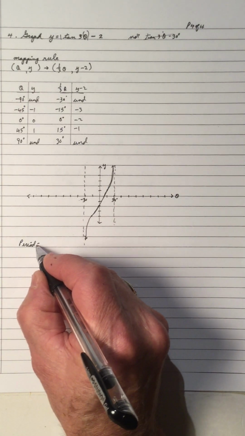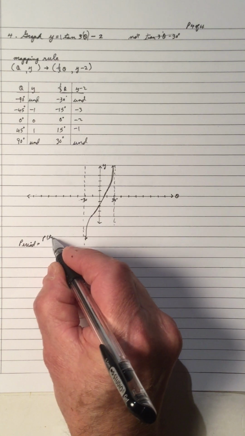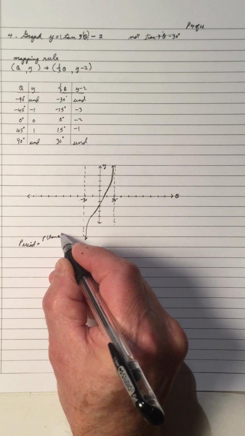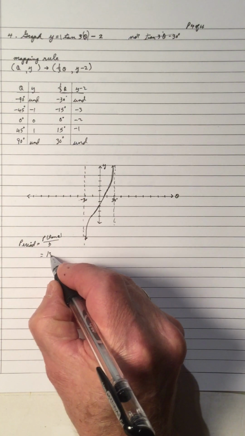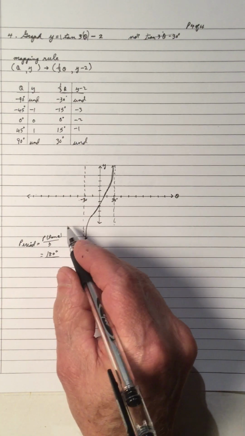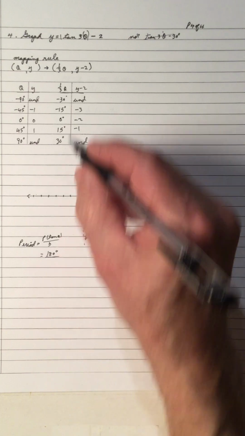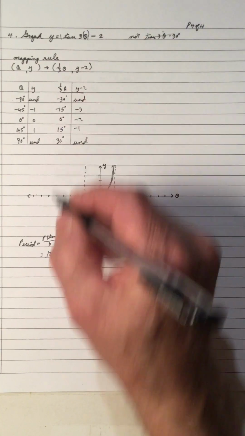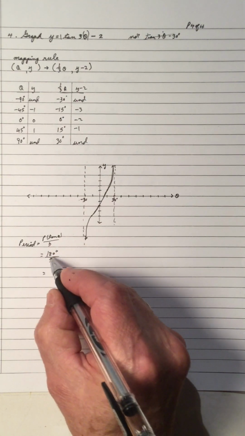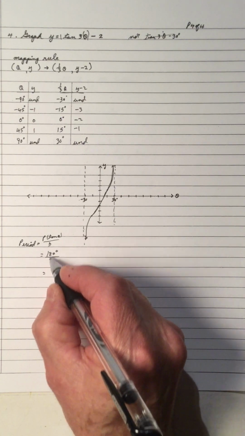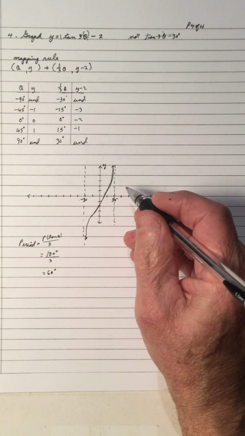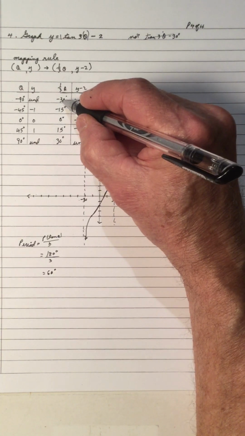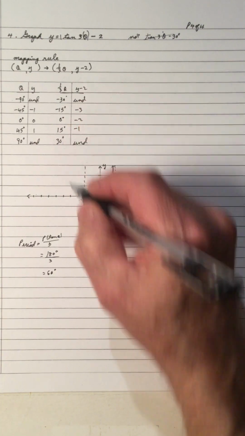And the period is the period of tan theta divided by b. So the period of tan is always 180, and b is 3. So 180 divided by 3 is 60. So let's check to see. From negative 30 to 30 is 60 degrees.